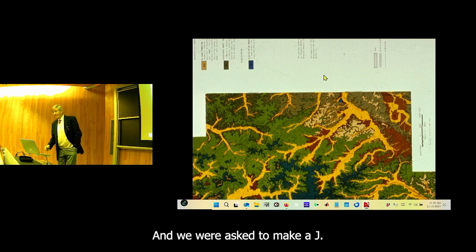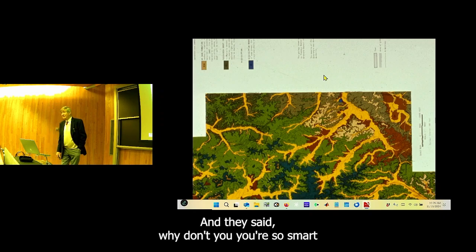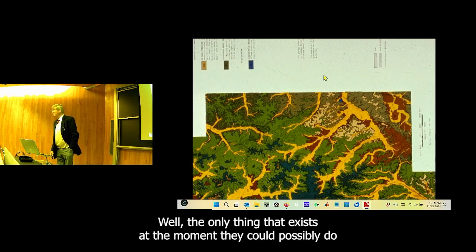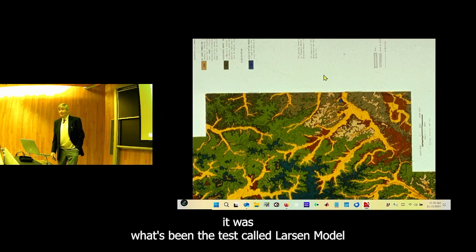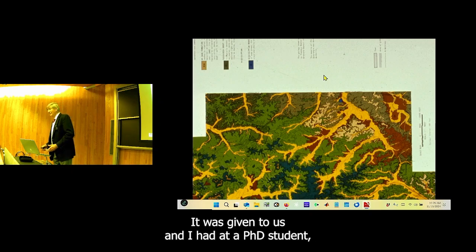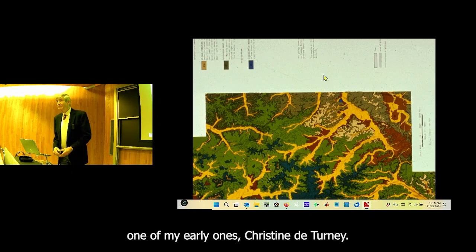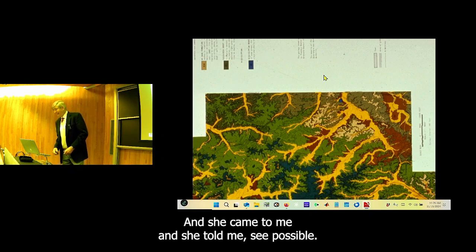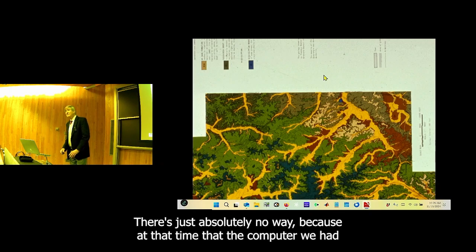And we were asked, they had to make an environmental impact statement. This is in the 70s. And they said, you're so smart, so show us that you can make a model of this. Well, the only thing that existed at the moment that could possibly do that was the Pinder-Trescott-Larsen model that the Corps of Engineers has and was given to us. And I had a PhD student, one of my early ones, Christine de Tournay. And it's that Christine, indeed. And she came to me and she told me, it's impossible. There's just absolutely no way.